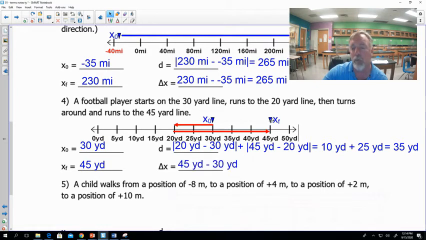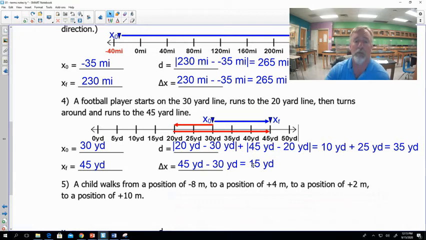We ended up at the 45. Where did we start? We started on the 30. So our displacement is just looking at the distance between those 2 points. What's the distance between 45 and 30? That's 15 yards. Now I want you to see here, class, look what happened. Our distance, 35 yards, our displacement, 15. The number's not the same.